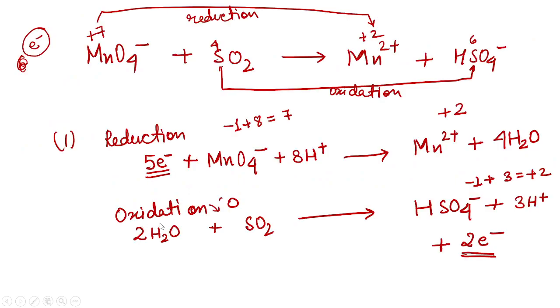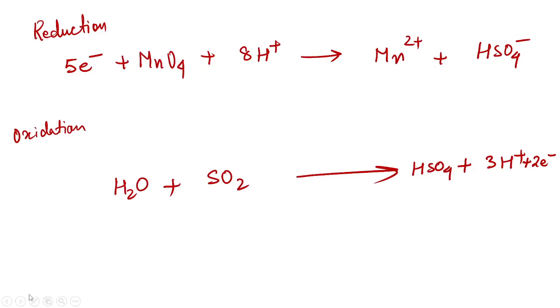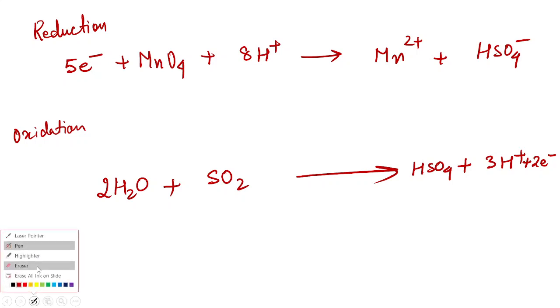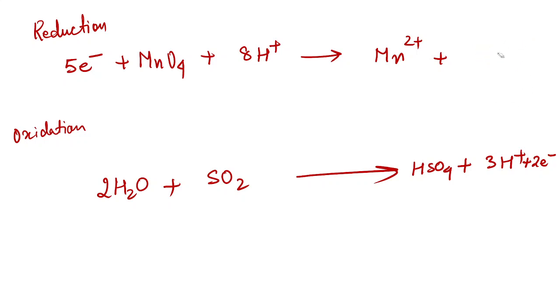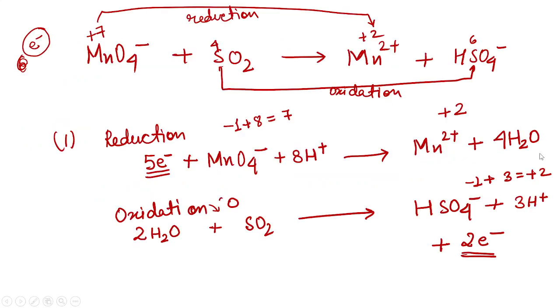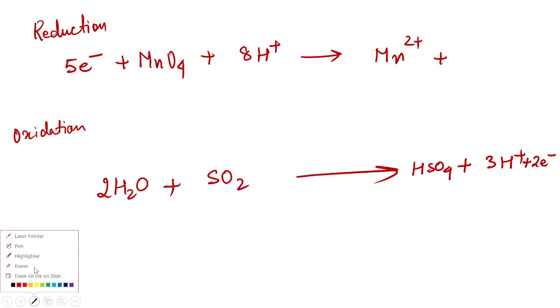Now let's see what are there. With water I have 2 here, and here it was not HSO4 negative, it is water here. You see, it was water. With Mn2 positive I have 4 molecules of water, so I'll be writing here 4 molecules of water, 4H2O.